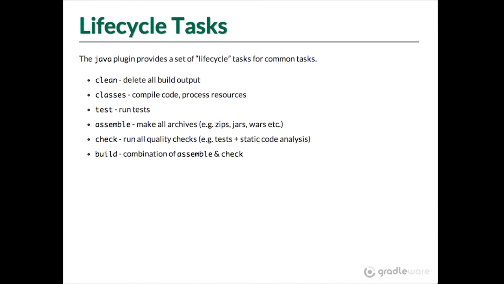There's a check task, which will run the quality checks. So for the Java plugin, we're talking about JUnit or TestNG tests. If you've also applied the Checkstyle plugin, then the Checkstyle plugin adds the Checkstyle check to that check task. So then check will run your tests and your Checkstyle. So you can see how plugins start to add incrementally onto each other. And then a final top level one, which is a combination of assemble and check. So that does everything.